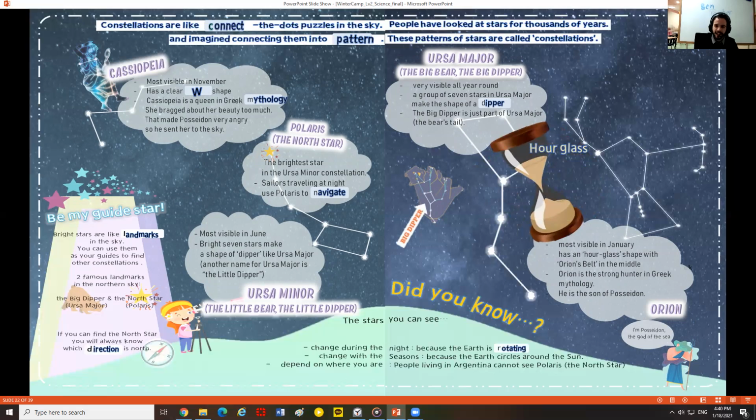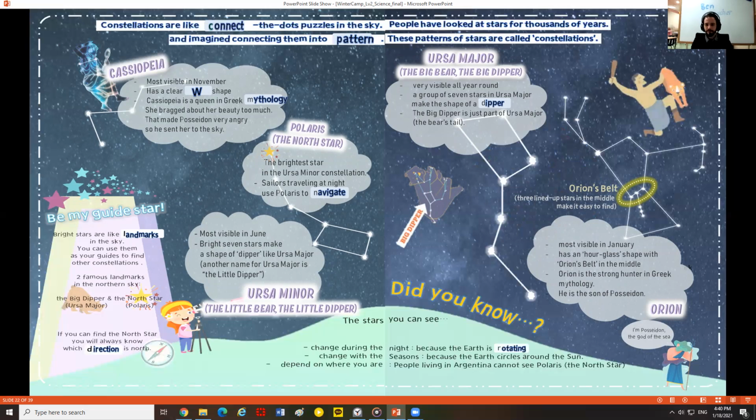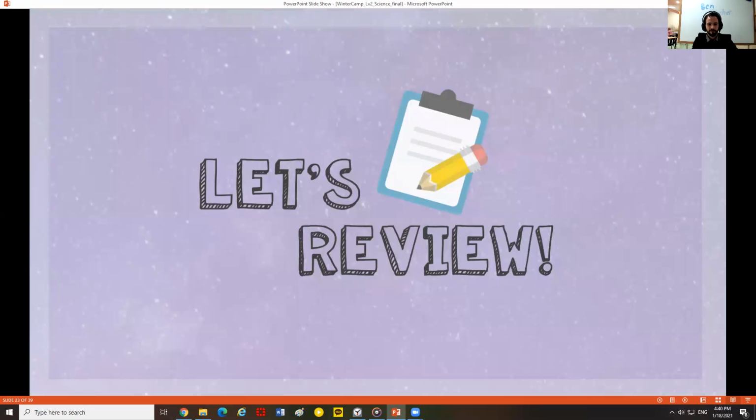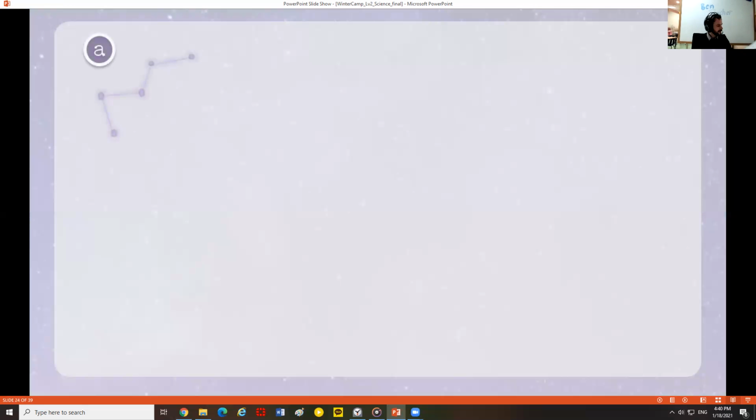So it has an hourglass shape. There's Orion's belt right in the middle. And there's Orion the hunter. Now, let's review and remember to follow along in your worksheet. So here we have 4 of the constellations that we just learned about.